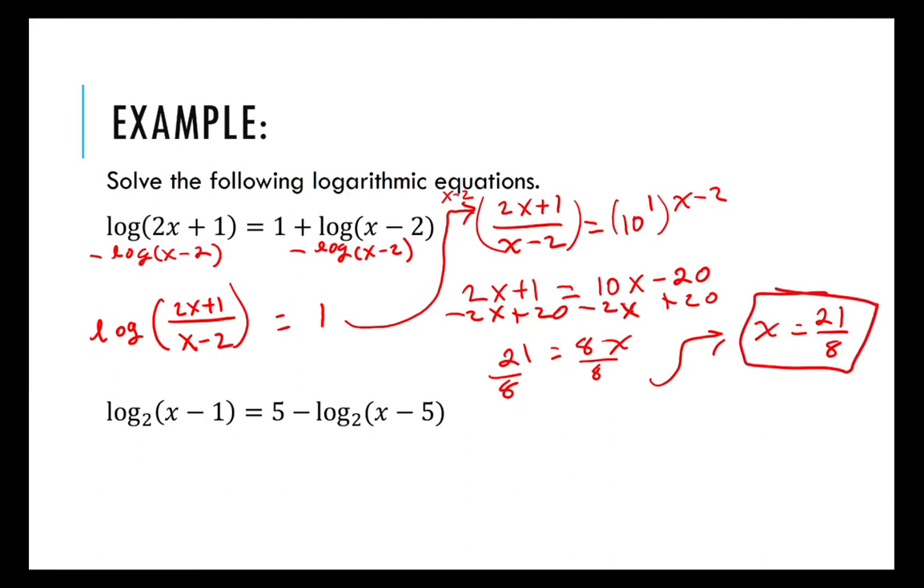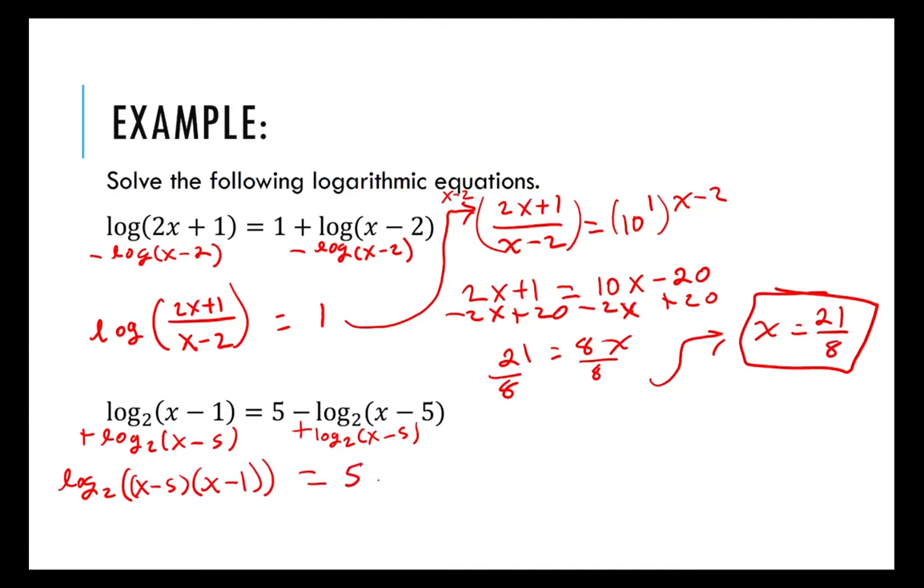Log base 2 of x minus 1 is equal to 5 minus log base 2 of x minus 5. Same situation, but I'm going to add log base 2 this time. Then notice that I have addition of logarithms with matching bases. That means I can multiply the arguments. That's then going to be log base 2 of (x minus 5) times (x minus 1), which is equal to 5.